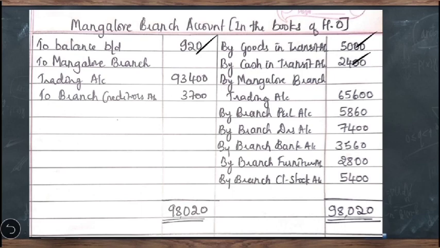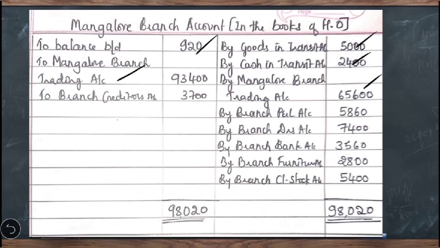Then coming to the incorporation entries, the first incorporation entry was for incorporating the debit items of the branch trading account. There we had written branch trading account debit to branch account. So here we have to write by Mangalore branch trading account 65,600. Then the next entry for incorporating the credit items of the trading account, we had written there Mangalore branch account debit to branch trading account. So here we have to write to Mangalore branch trading account 93,400.